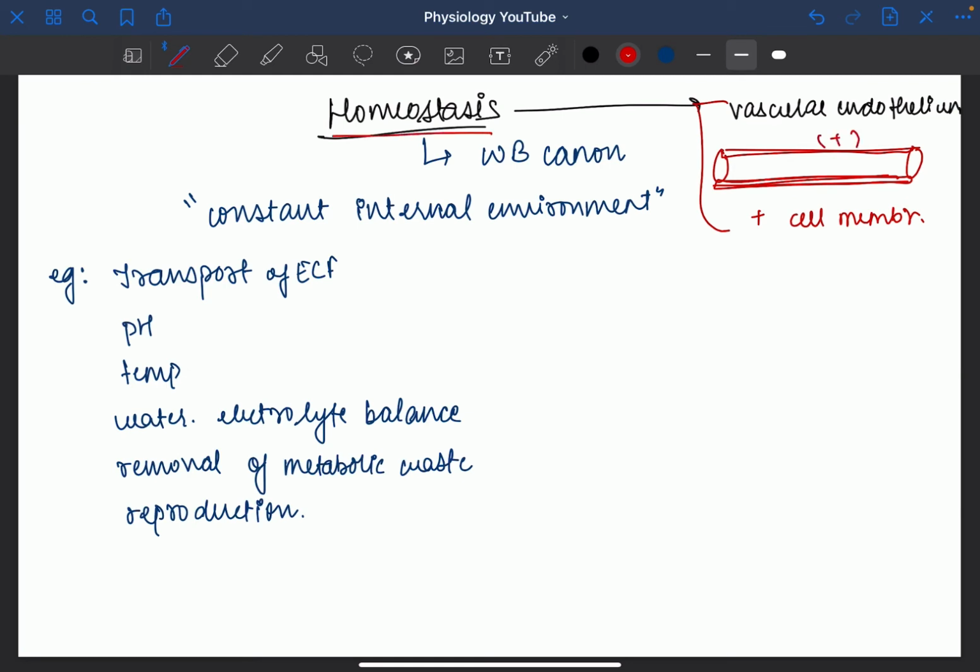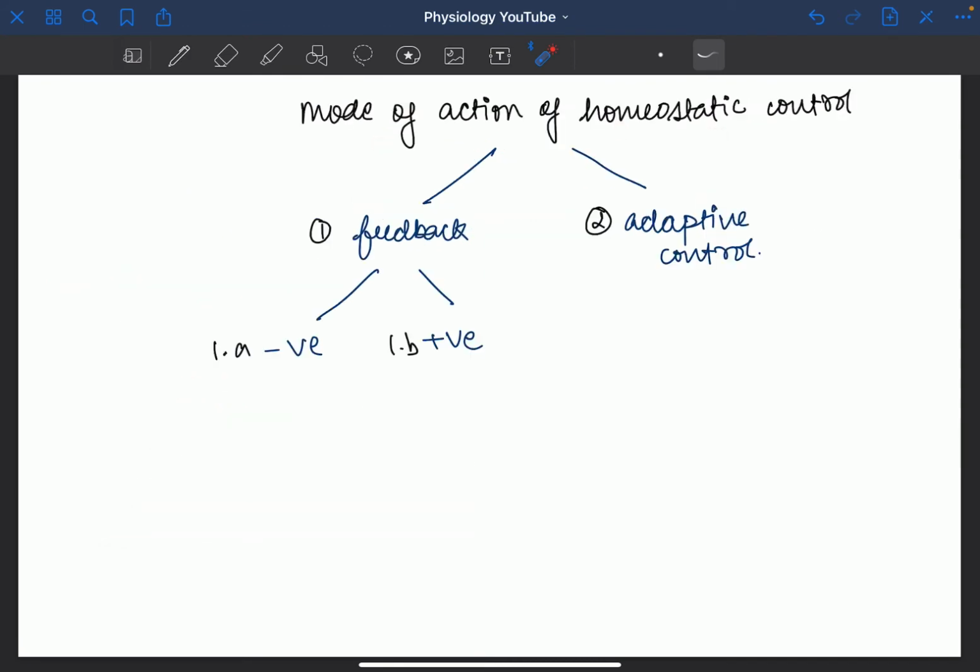Homeostasis is responsible for the transportation of extracellular fluid, pH balance, temperature maintenance, water and electrolyte balance, removal of metabolic wastes, and reproduction is also a part of homeostasis. The mode of action of homeostatic control is divided into two parts: the feedback mechanism and the adaptive control mechanism. The feedback mechanism is further divided into negative feedback control and positive feedback control.